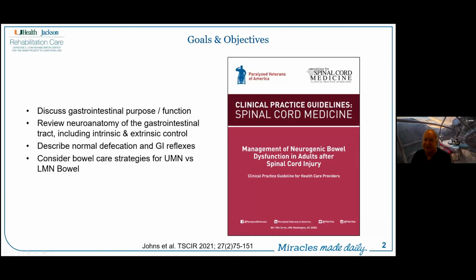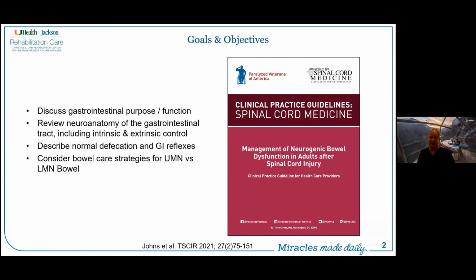I guess one of the important things to know is that there are new clinical practice guidelines out. They've been out for a very short time. Essentially, they became available in April. So they will add to what we've previously discussed.